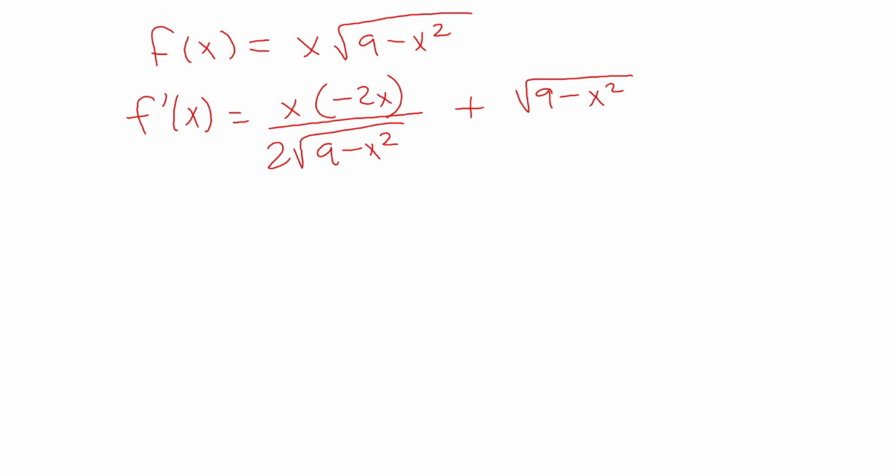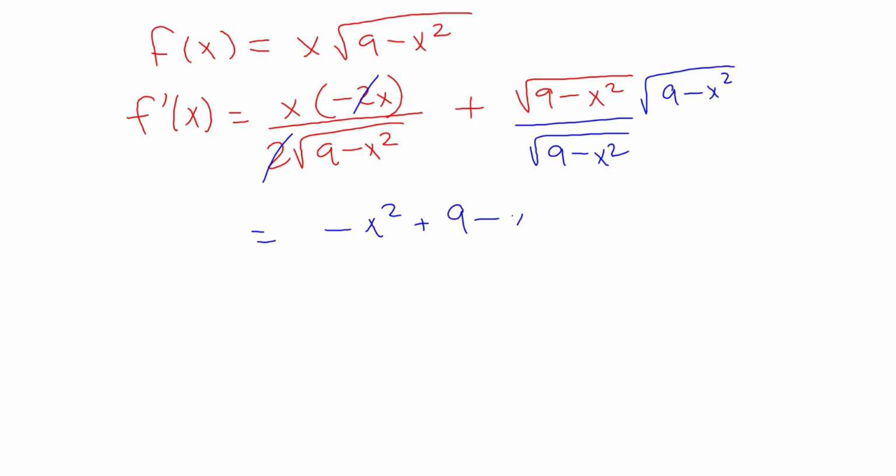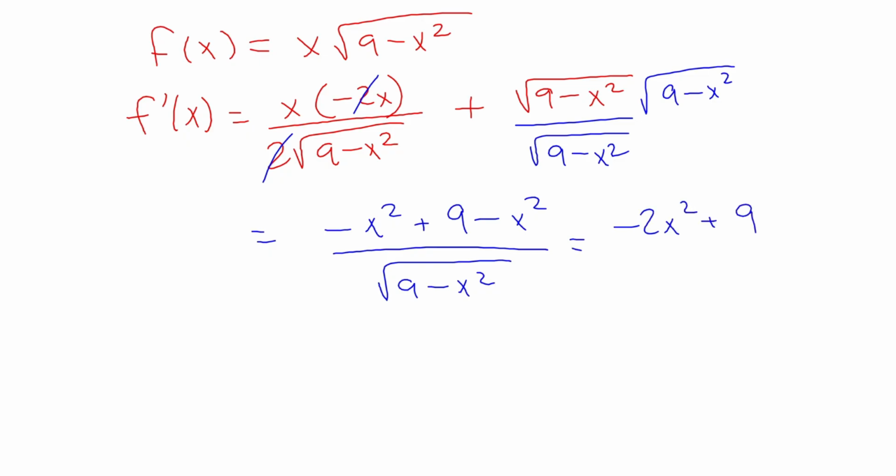We'll want to cancel out our 2's, because that'll just make getting a common denominator a little bit easier. So we'll multiply by root 9 minus x squared over root 9 minus x squared here to get our common denominator. That's going to leave us with negative x squared plus 9 minus x squared over root 9 minus x squared, or negative 2x squared plus 9 over root 9 minus x squared. I don't really need to worry about what makes this undefined. That'd be positive or negative 3. Those are my endpoints. So I know I'm going to have a max or a min at those endpoints, and I know they need to go onto my sign chart.